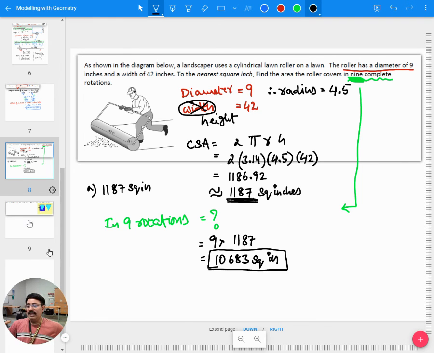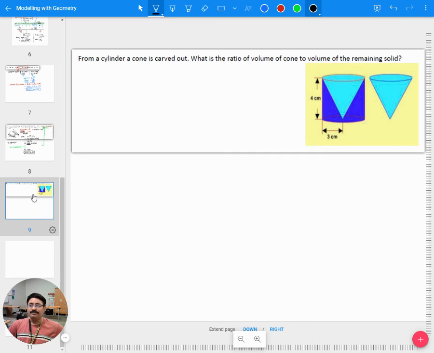The last question for this session. From a cylinder, a cone is carved out. That means just assume that there is a cylinder, and when the cone is carved out, you see this kind of shape. So this part, a cone, is removed. Carved out means removed. So what is left over is this part and this part. Then what is the ratio of volume of cone to the volume of the remaining solid?